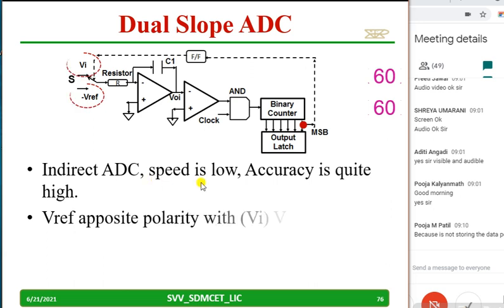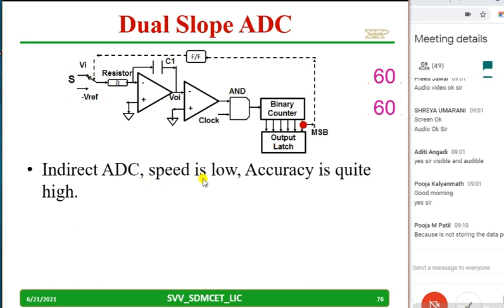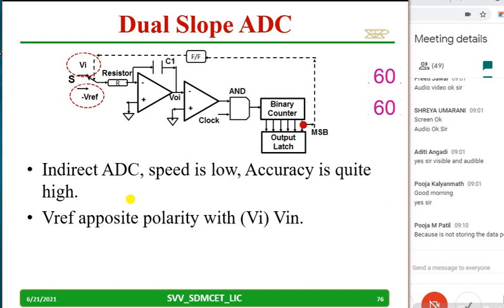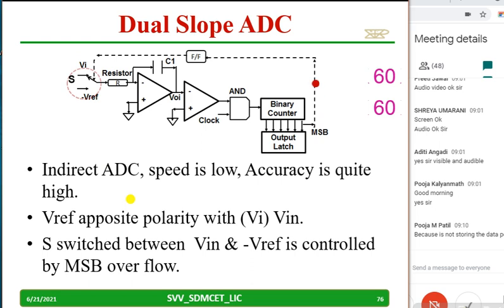It is an indirect ADC. Speed is very low compared to any other A to D converter we have discussed so far. Accuracy is very high compared to any other ADC. And V reference is always of opposite polarity compared to V in. Please observe carefully. Switch S is switched between V in and V reference, I mean minus V reference. It is controlled by MSB overflow.